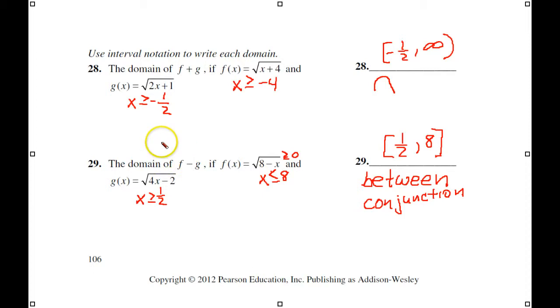And in these last two, we're dealing with the domain of the sum of these functions. And when we solve for this, we get x is greater or equal to negative 4. This one, x is greater or equal to a negative 1/2. And where they intersect is from negative 1/2. So that would be the interval notation for that domain. And then here where we're subtracting, it's a conjunction, it's what's between them. This one is 1/2, and this one is 8. And this is the interval notation.